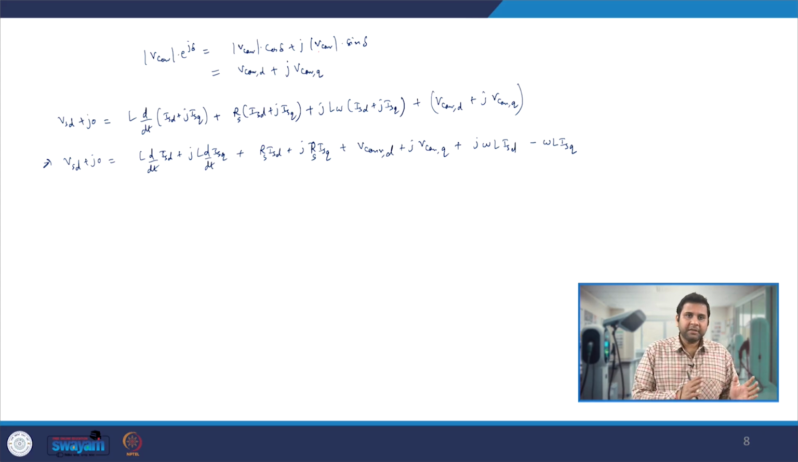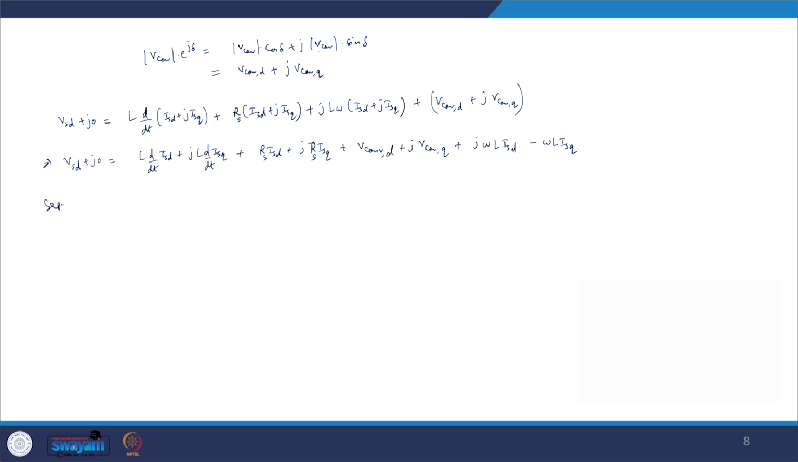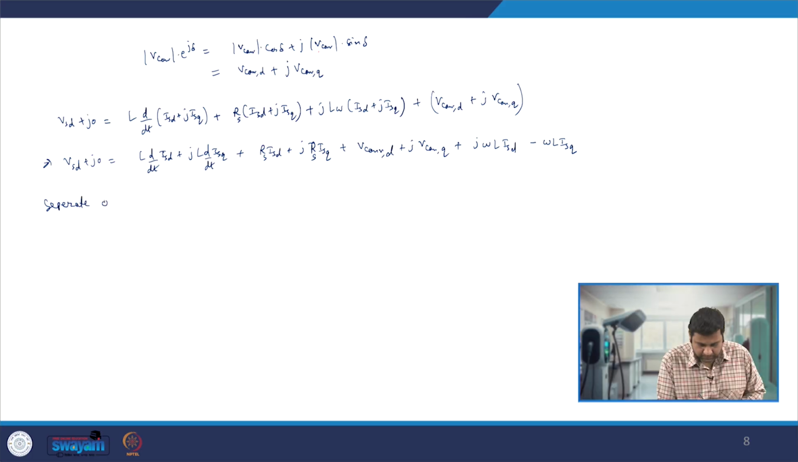And since this D and Q axes are 90° apart from each other, we can separate out this D axis component and Q axis component to get the D axis model and Q axis model. So then we can separate out real and imaginary part.